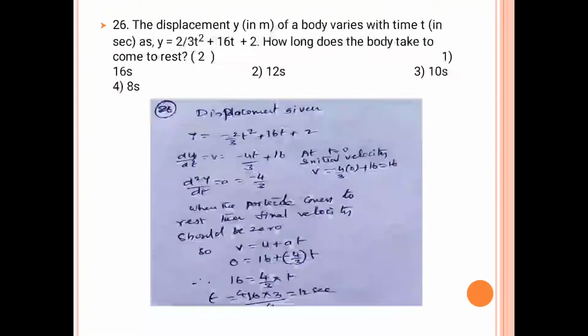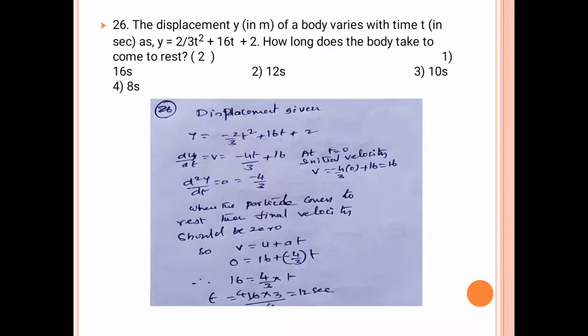Next, another one. Displacement y in centimeters of a body varies with the time t. Here also time-dependent displacement has been given. You have to find out: differentiating once you will get velocity, and differentiating twice you will get acceleration. Acceleration is −4/3. When it comes to 0, in the sense that then we have to put final velocity is equal to 0.